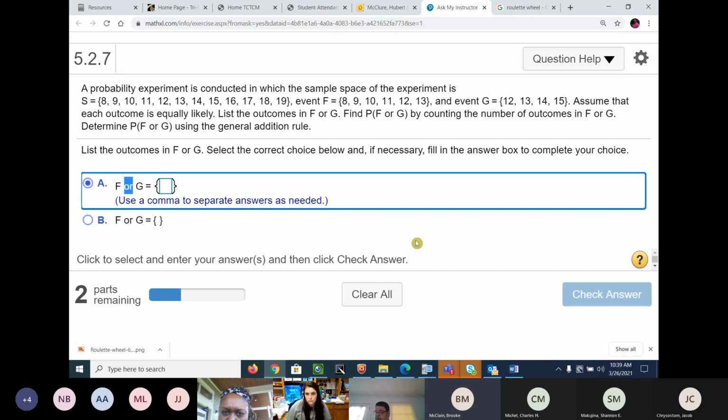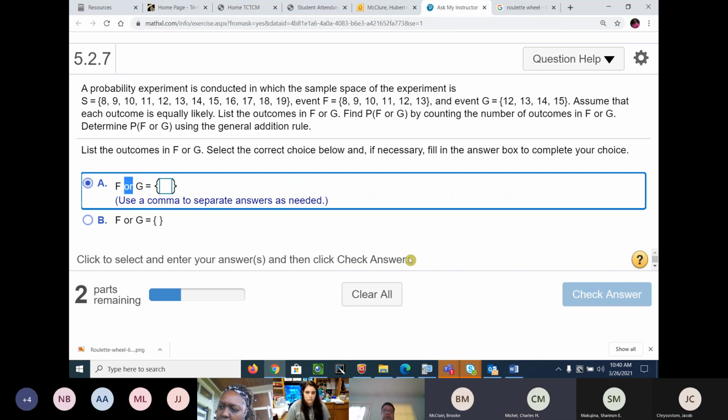What do you get if you add these two things together, if you add $6 and $8? $14. Okay. If you add the numbers in this set and the numbers in this set together, what will you get? Oh, okay. F or G is equal to what? 8, 9, 10, 11, 12, 13, 14, 15.